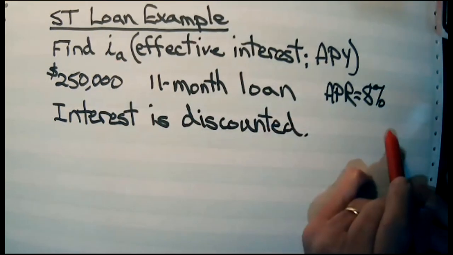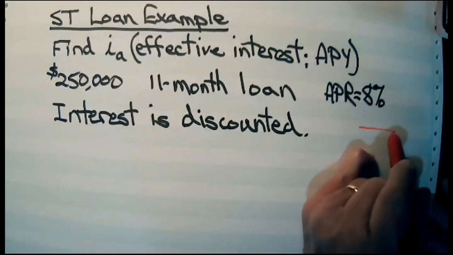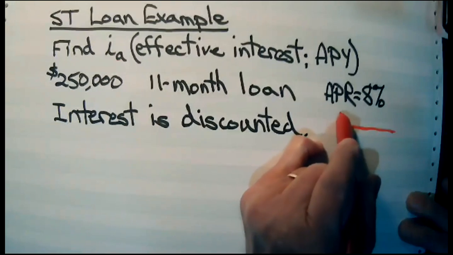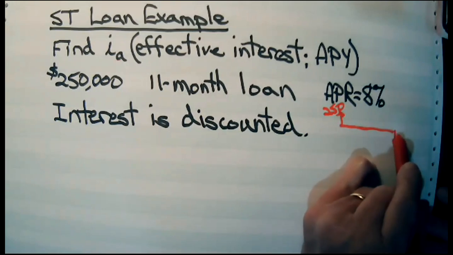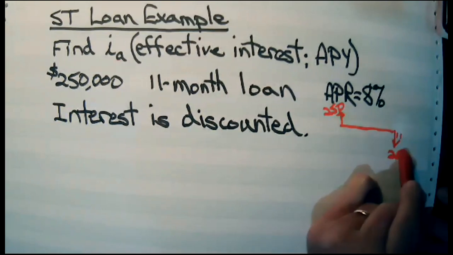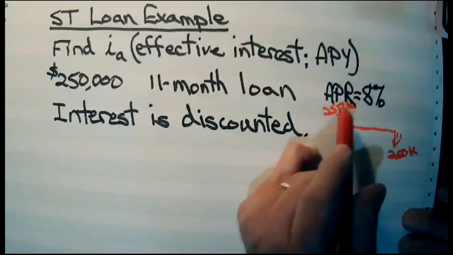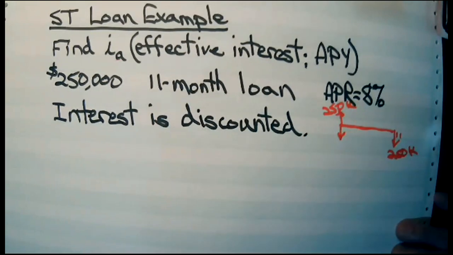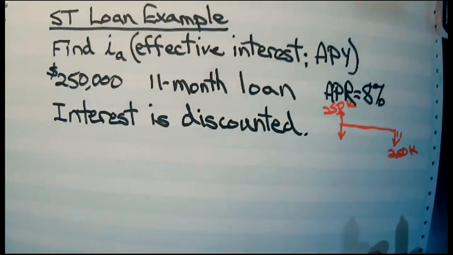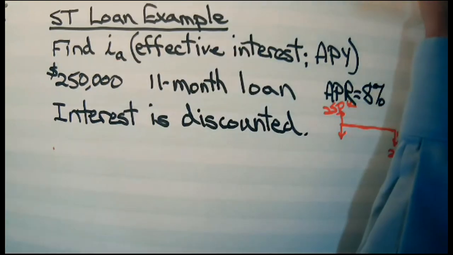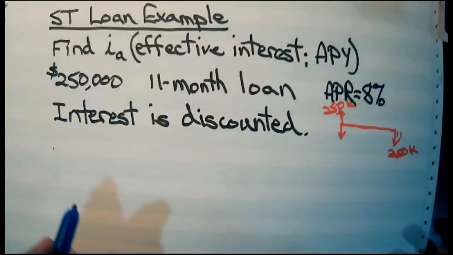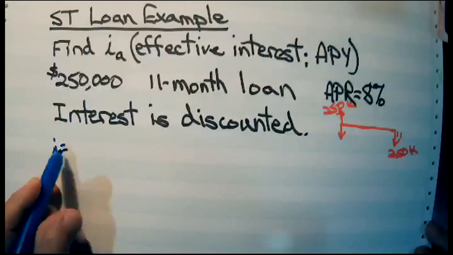So we would have just a short picture here. We've got 250K, and here at the end of 11 months, out here at 11, we're paying back 250K, and we're going to pay this discounted interest up front here as well. So that's the problem. Our interest rate that we pay. Let's say interest.